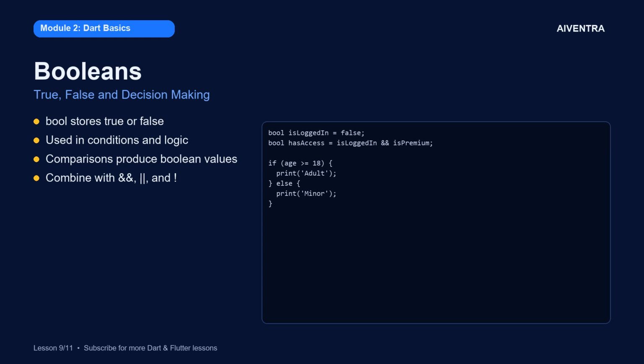Let us recap Booleans. Key point 1. Bool stores true or false. This is important because it helps you write clean, predictable Dart code and avoid common beginner mistakes.